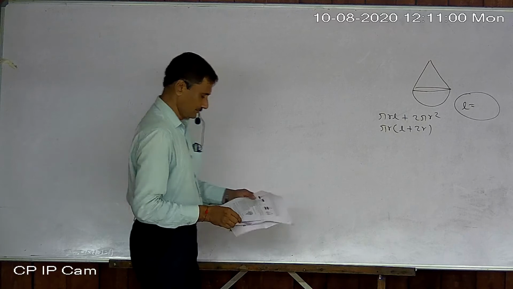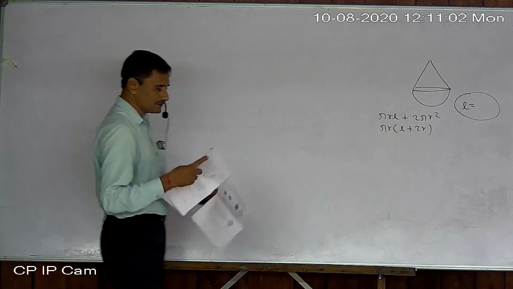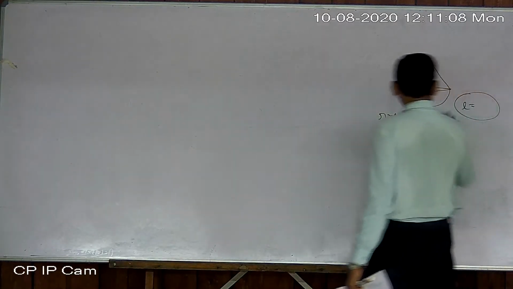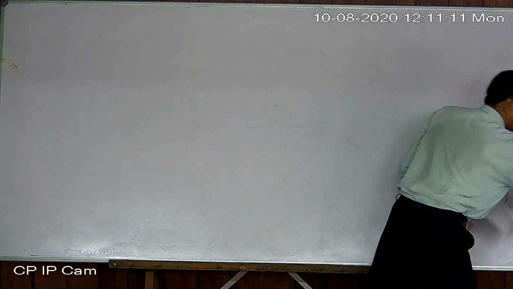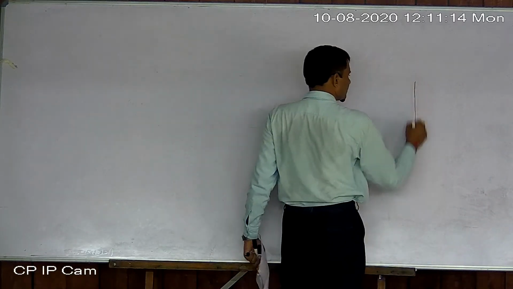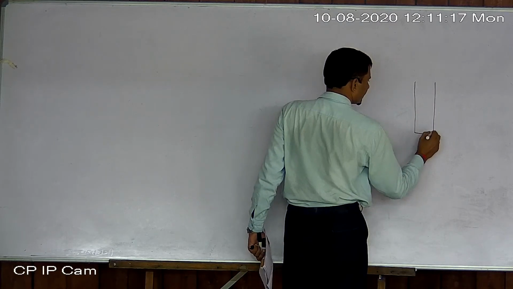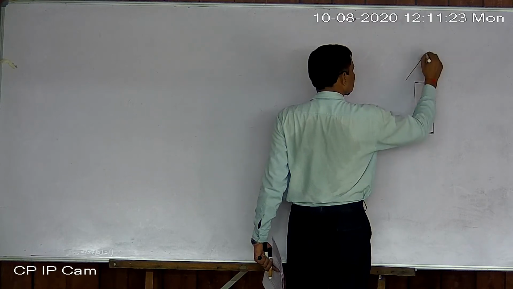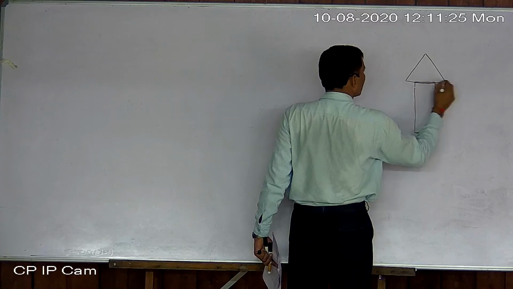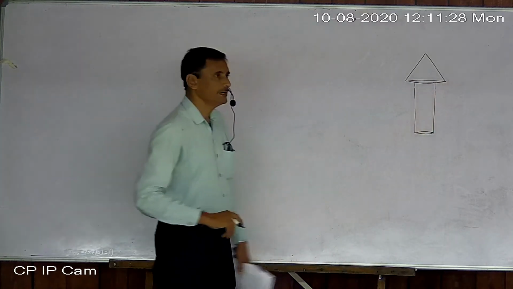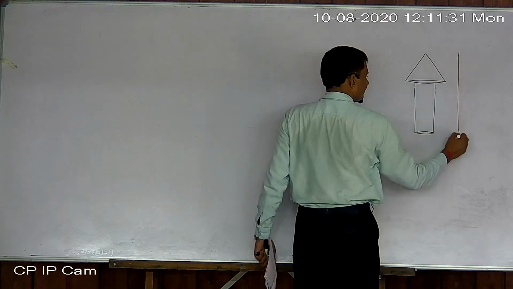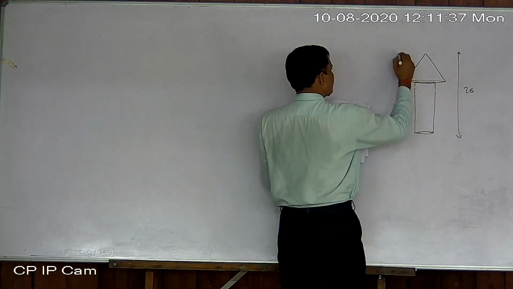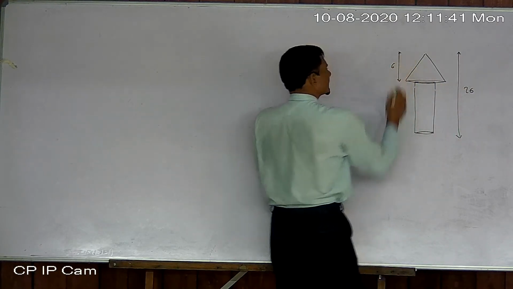Now look at number 2. In number 2, it was somewhat new. One cylinder is there, and above that cylinder, one cone is there. So you just see it that way. That is the part. Now the total height is given. It is given 26 and this much height is given 6.